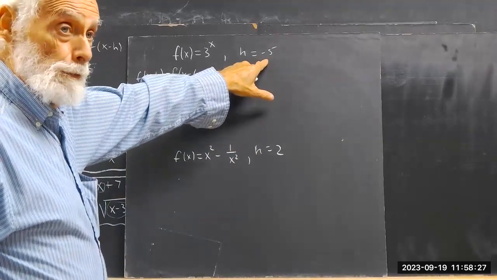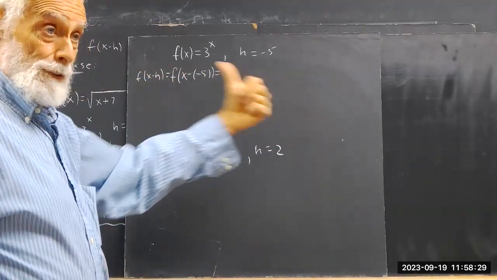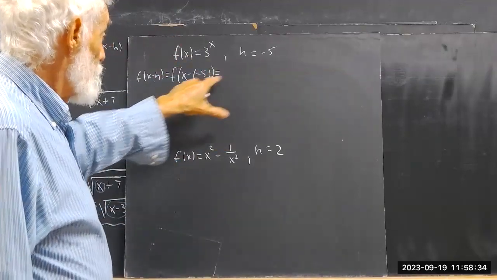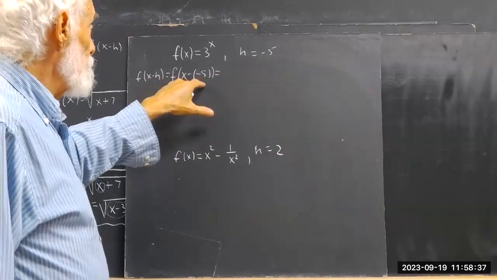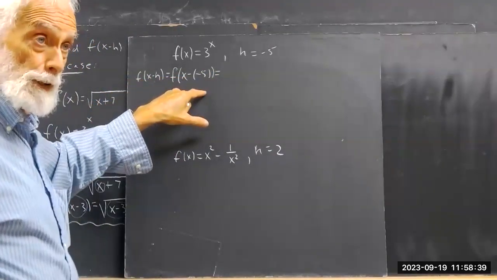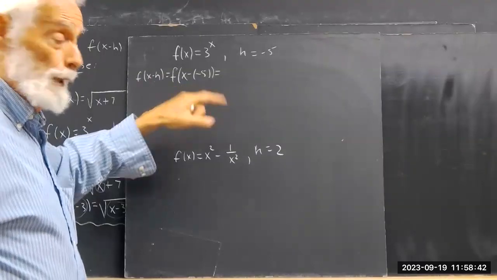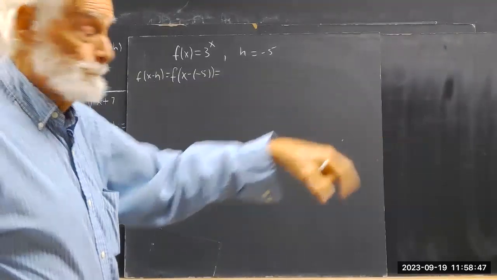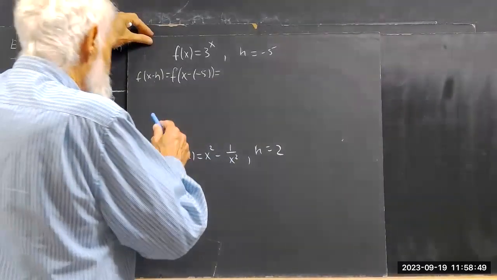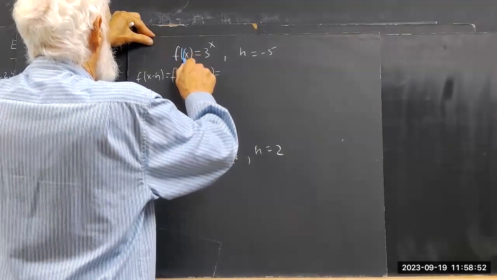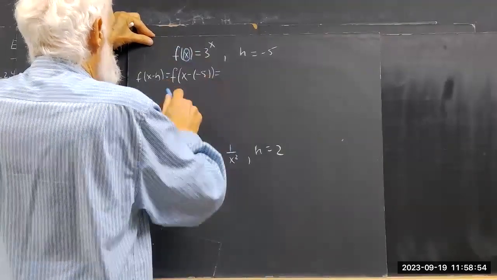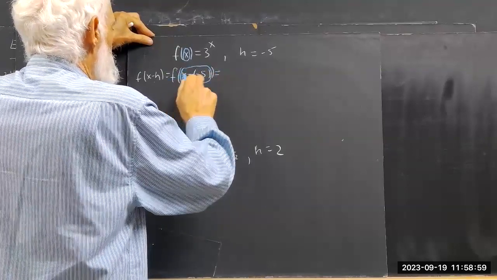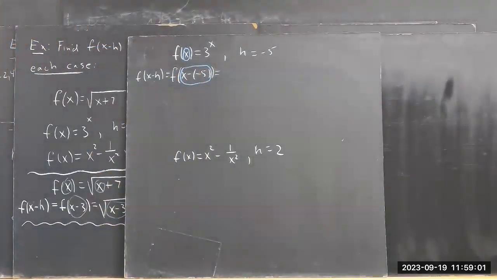h is negative 5. This means we're moving it 5 units in the negative x direction. And then you got to use negative 5 for h. And when you put the negative of the x minus h on it, you're going to get a plus 5. If you had just an x minus 5, you'd be moving it 5 units to the right. Okay, now, circle this very explicitly. x here has been replaced by x minus negative 5. Okay.